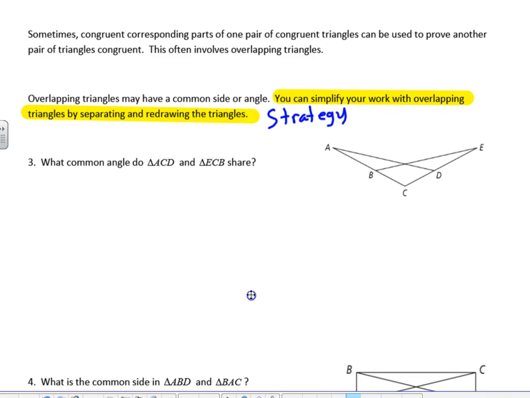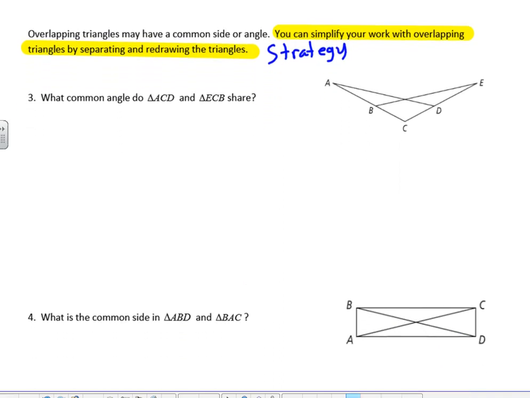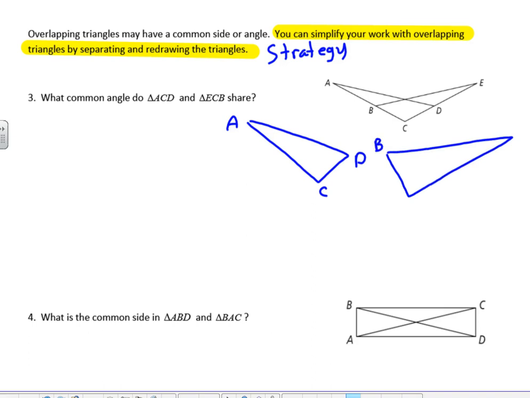So what common angles do triangle ACD and triangle ECB share? Well, if we draw these, this is ACD, and this here would be BCE. I try to draw them like I see them in the picture. What we should notice here is that angle C is the same angle in both triangles. So we could say that angle C is congruent to angle C by the reflexive property. If we were doing a proof, we could use those.